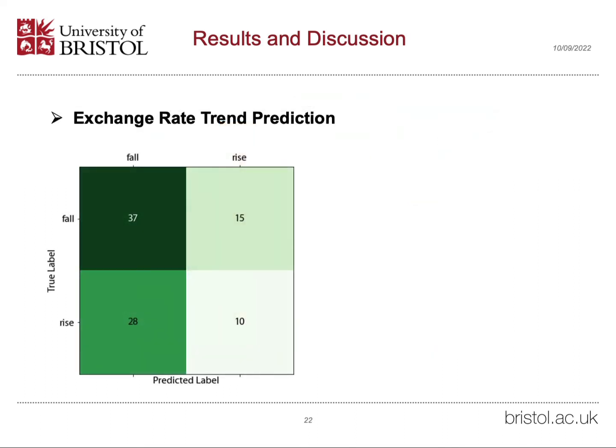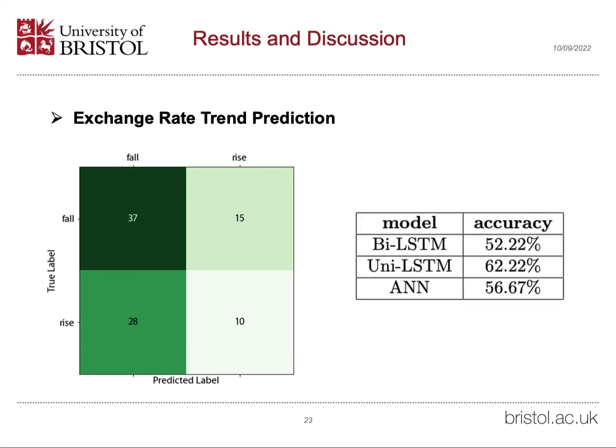For the exchange rate trend prediction model, I repeated the previous operations. According to the confusion matrix, the accuracy of the prediction is 52%. This table refers to the prediction accuracies corresponding to the three models.